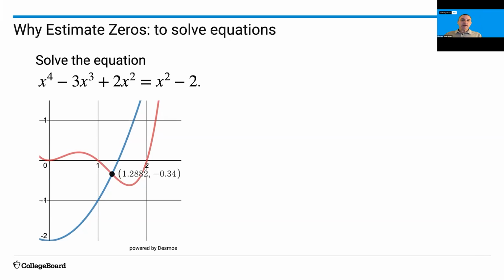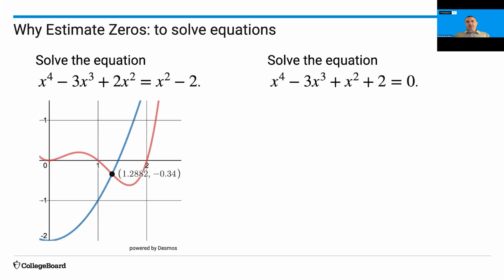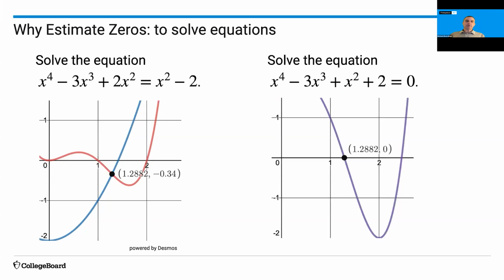Another way to solve this equation is to put everything on one side of the equation. So instead of writing two polynomial expressions equal to each other, we have one single polynomial expression equal to zero. Solving this equation is equivalent to solving the equation on the left, but solving the equation on the right is really finding a zero. In other words, finding x values that make this expression produce zero. So if we can find zeros of functions, that gives us the ability to solve more complicated equations that are not written as one function equals zero.